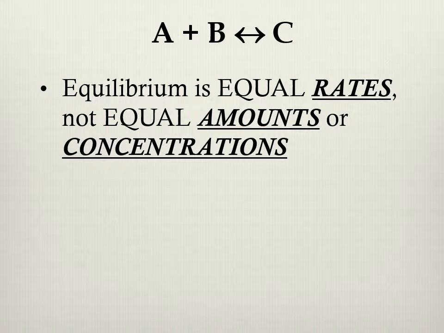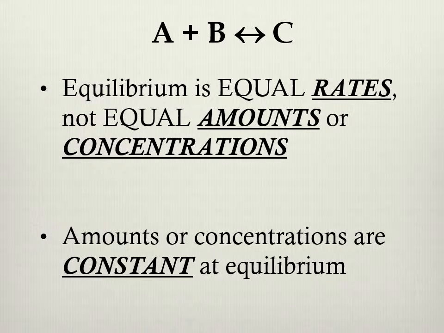Because they're going at the same speed, though, you don't see any real change. So the rate of the forward reaction is going to equal the rate of the reverse reaction exactly. Because these speeds are the same, everything's going to stay equal. It's like walking up a down escalator at the same speed as it's going down: you're not going to actually move. You're going to stay in one place.